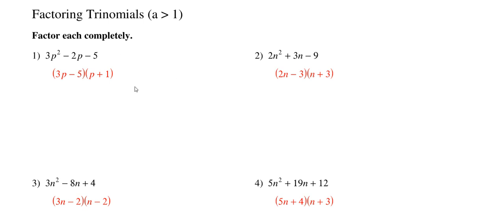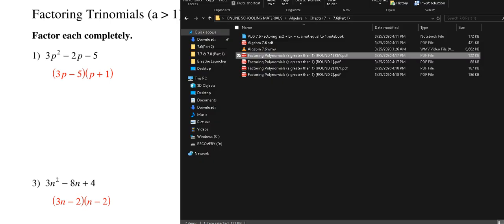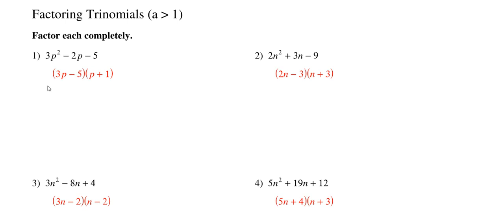So I just wanted to go through some of the answers here on factoring trinomials when a is greater than 1. This was the first assignment I gave you for factoring trinomials, and it was in lesson 7.6. So when you're factoring a trinomial, again, if it's factorable, it's going to be written as a product of binomials.